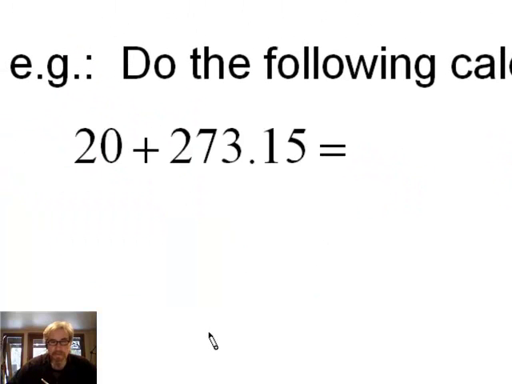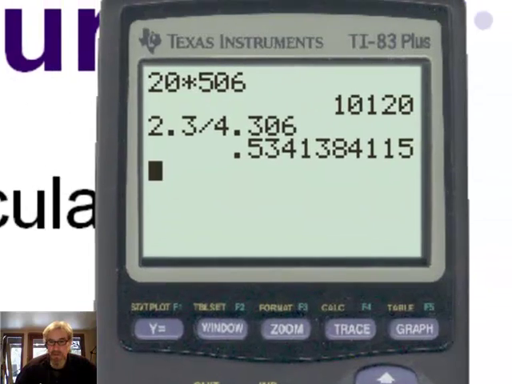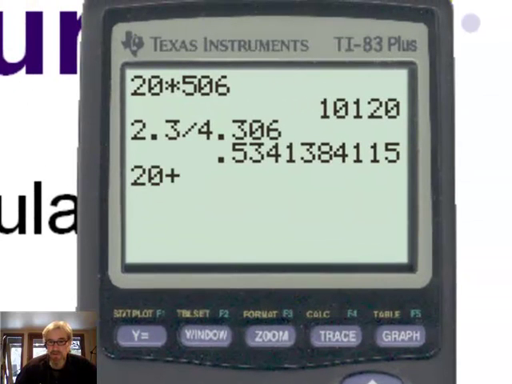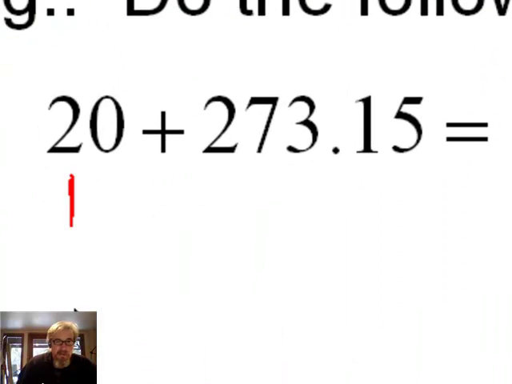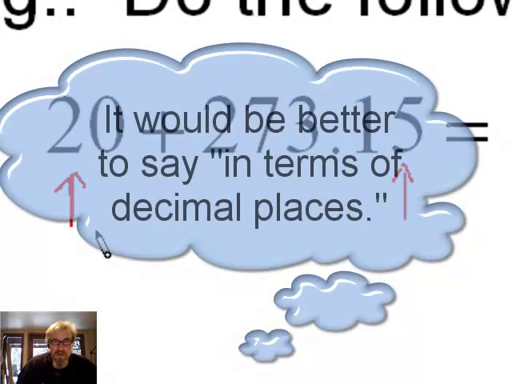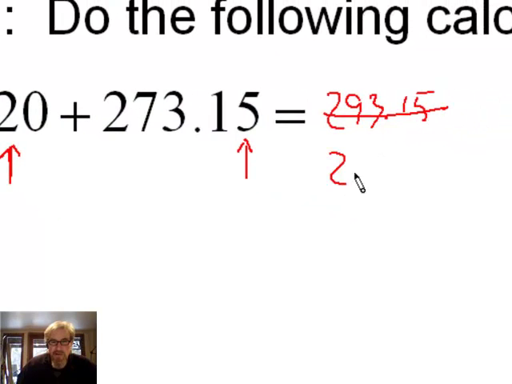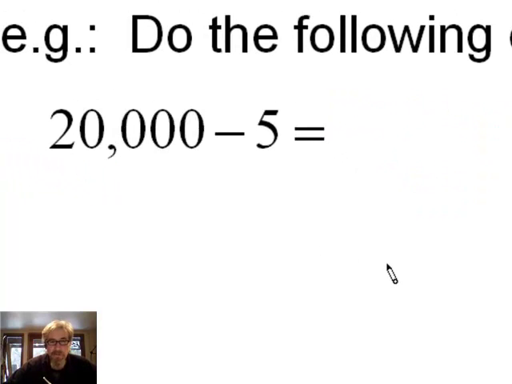Let's try this one. Now here's an addition problem. If I just do it on the calculator, 20 plus 273.15, my calculator says 293.15. But the rule that I have for adding and subtracting is I look at the decimal places. This is only good to the nearest tens place. This is good to the nearest hundredths place, but that doesn't matter. My answer has to be rounded off to the least precise of the two measurements in terms of significant figures. So 293.15, which is what my calculator says, gets rounded to 290 because I have to round to the nearest tens place.